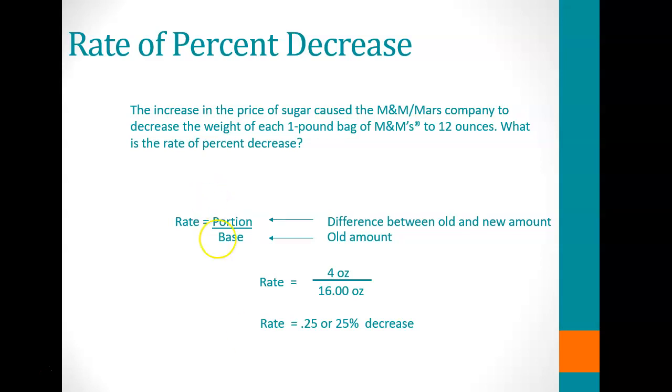So because of the increase in sugar prices, M&M has decreased the weight of each pound bag by 4 ounces, or a total of 25%.